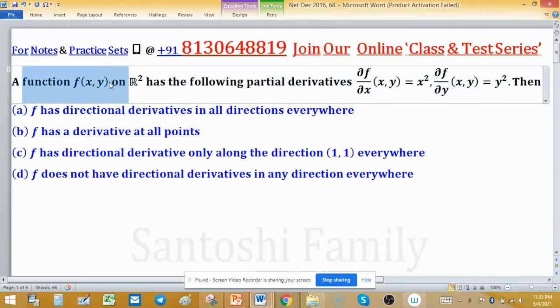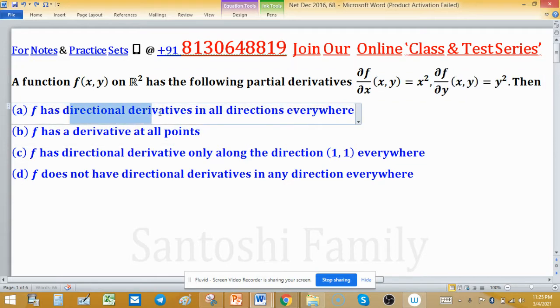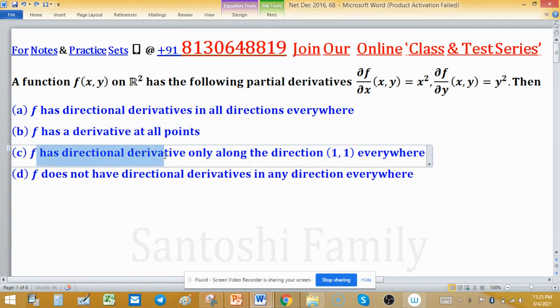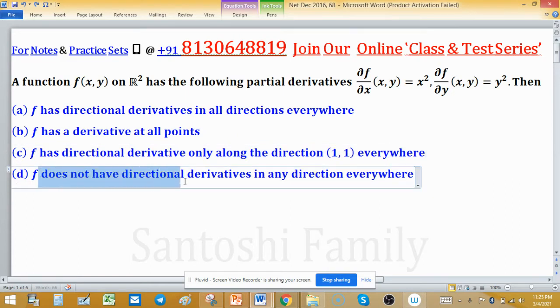A function f of x, y on R square has the following partial derivatives, this and this. Then: A, f has directional derivative in all directions everywhere. B, f has a derivative at all points. C, f has directional derivative only along the direction (1, 1) everywhere. D, f does not have directional derivative in direction everywhere.